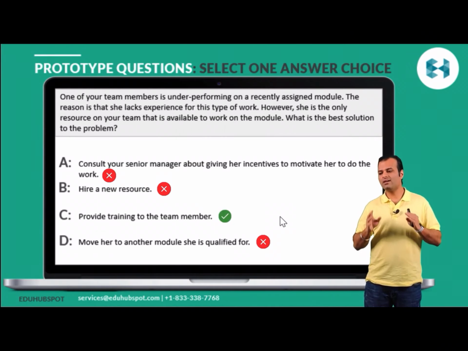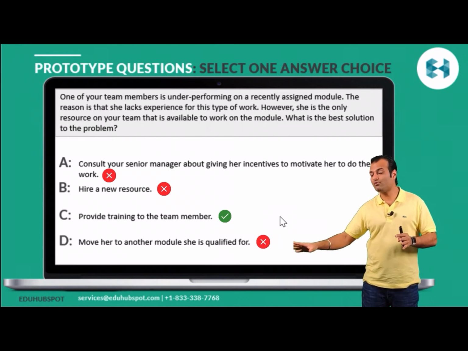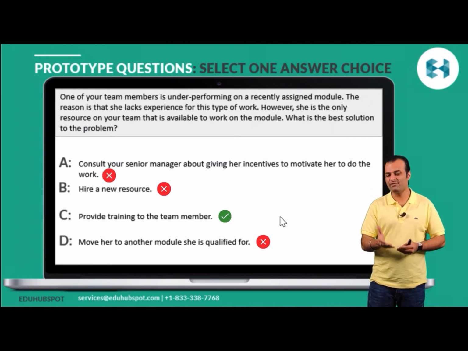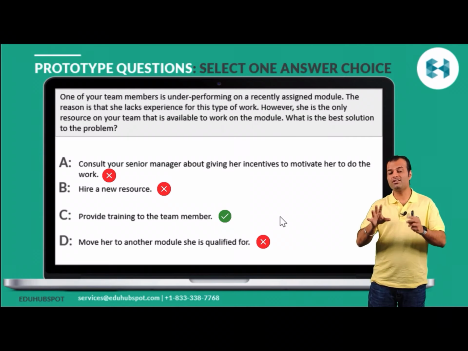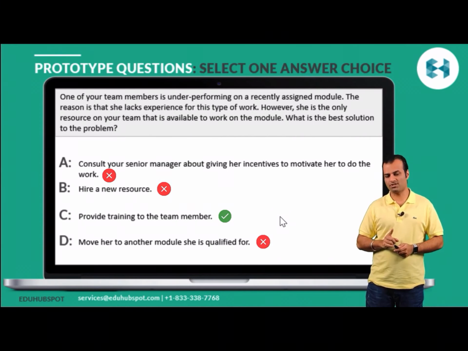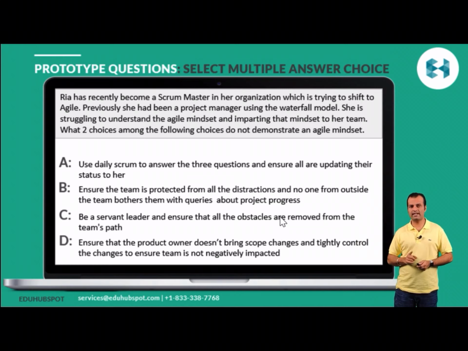Now, I would say the majority of your questions would be in this category, not in terms of difficulty level. This was a pretty easy question, just to be honest. I didn't want to scare you by giving you a difficult question in the first go. But this is the question type where you have to pick one answer choice among 4 options. Let's move to the second one.